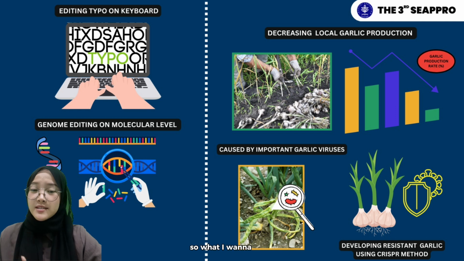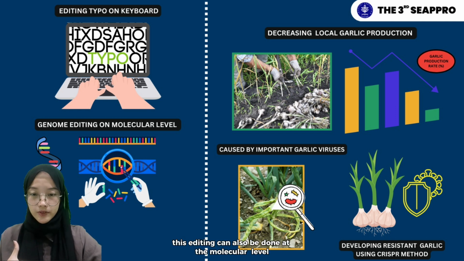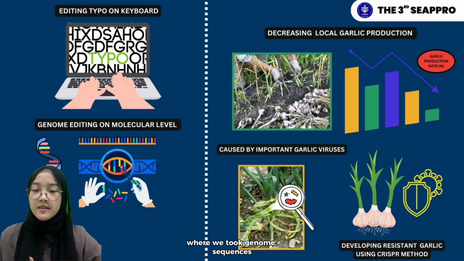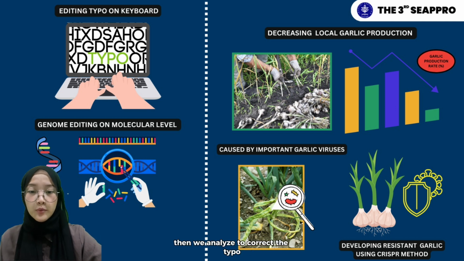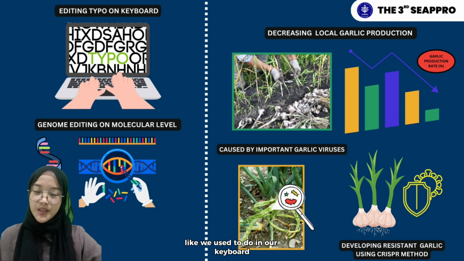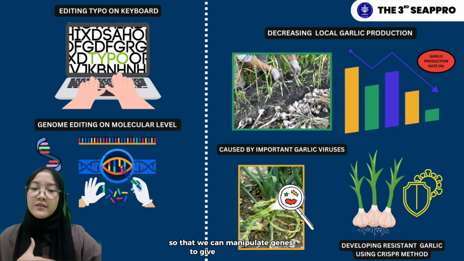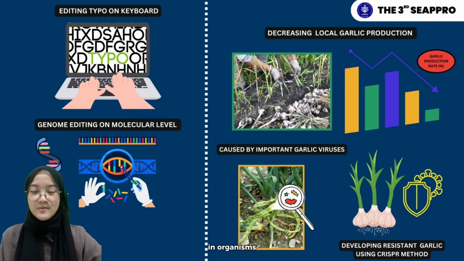So what I want to say is this editing can also be done at the molecular level, where we take genome sequences, then we analyze them to correct the typo like we used to do on our keyboard, so that we can manipulate genes to give a specific trait in our organisms.